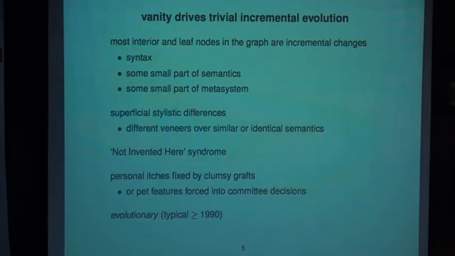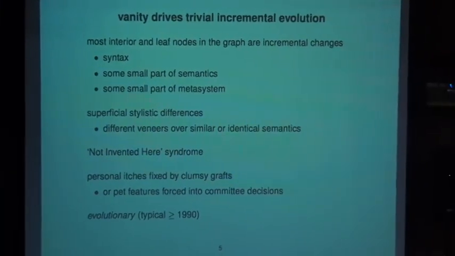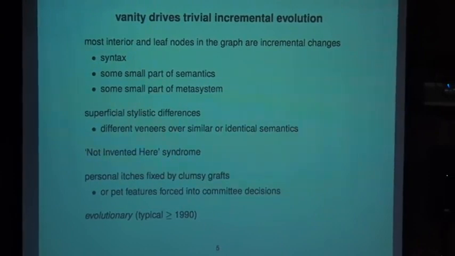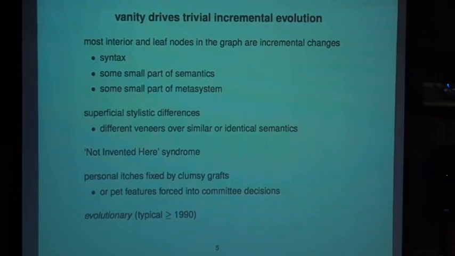Well, there are several reasons, I think, for this. And one of them is that vanity has a lot to play in which programming languages people use or which programming languages people choose to reinvent. And most of the interior nodes and the leaf nodes in the graph that I just showed are very, very small changes compared to their parent in that graph. Some small part of the syntax or the semantics or the meta system may have been changed simply to satisfy somebody's own personal preference. Or to scratch a personal itch that they have.